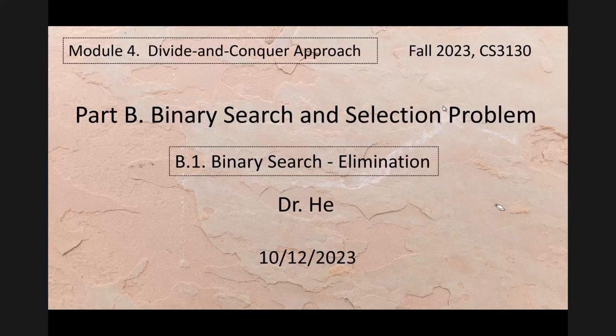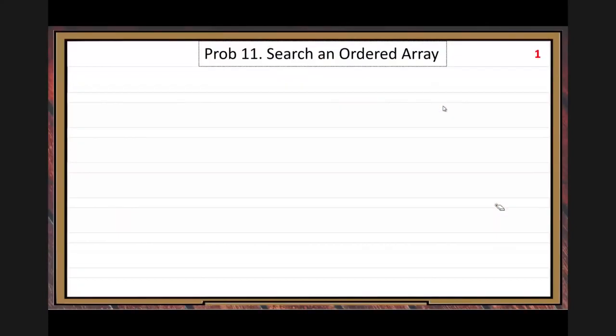Binary search elimination. Here, let us apply the elimination method another time. Here you can see, in this class, we apply this elimination method frequently. Many questions, we need to use this simple idea. All right. Problem 11, search an ordered array.